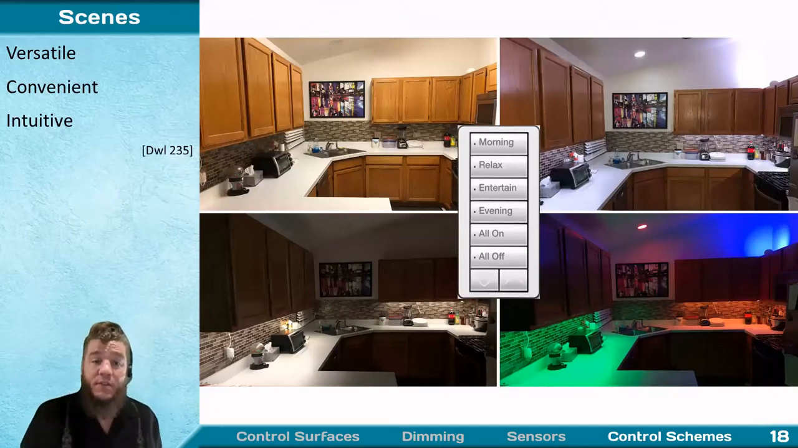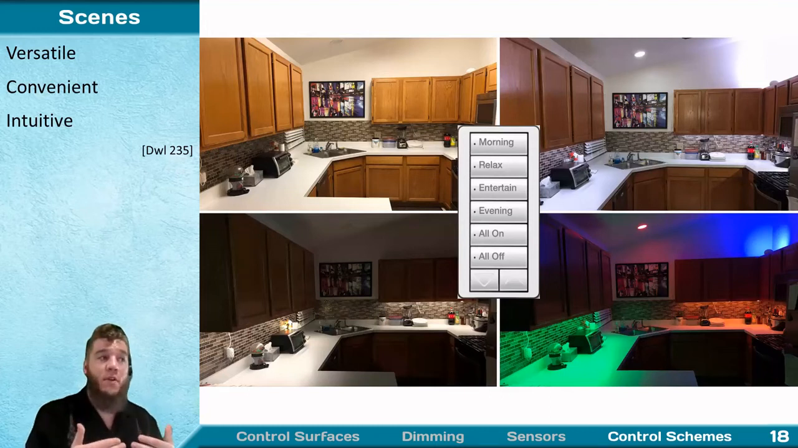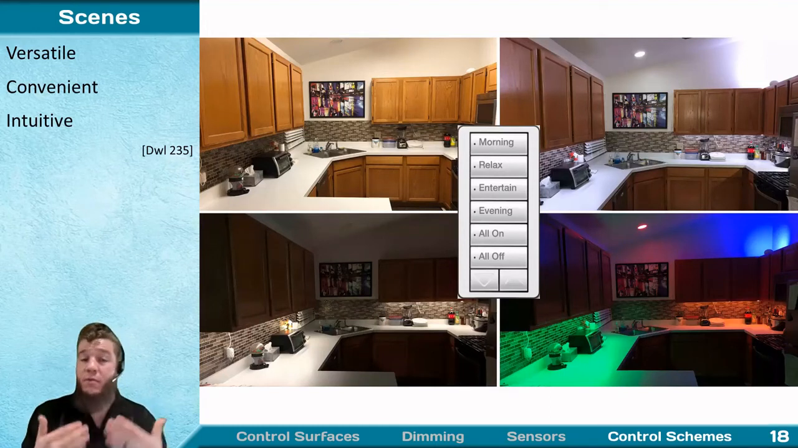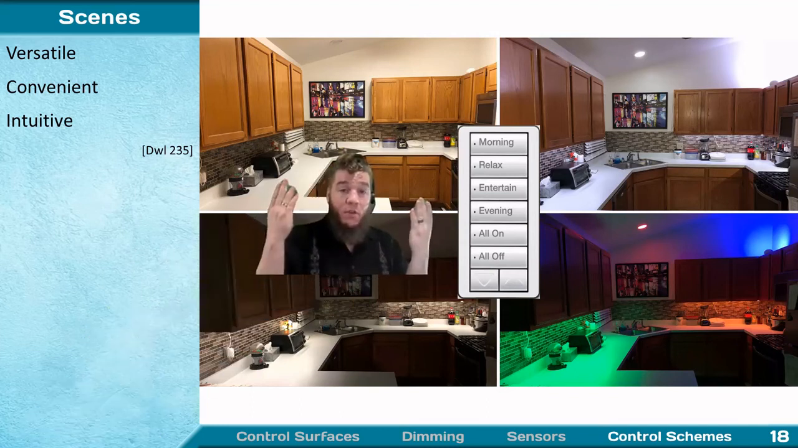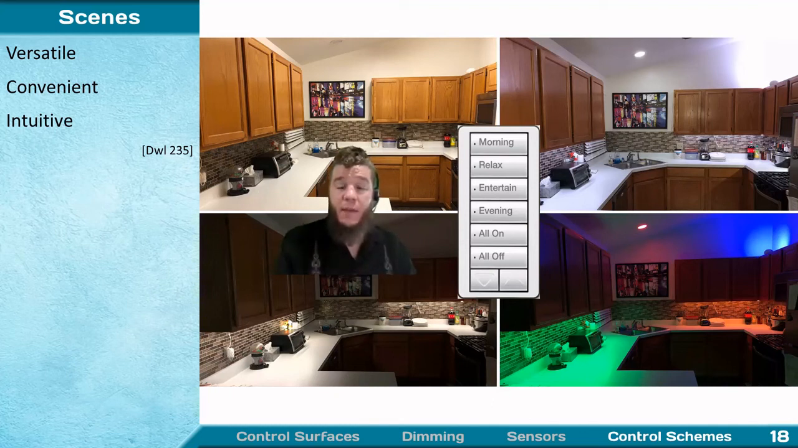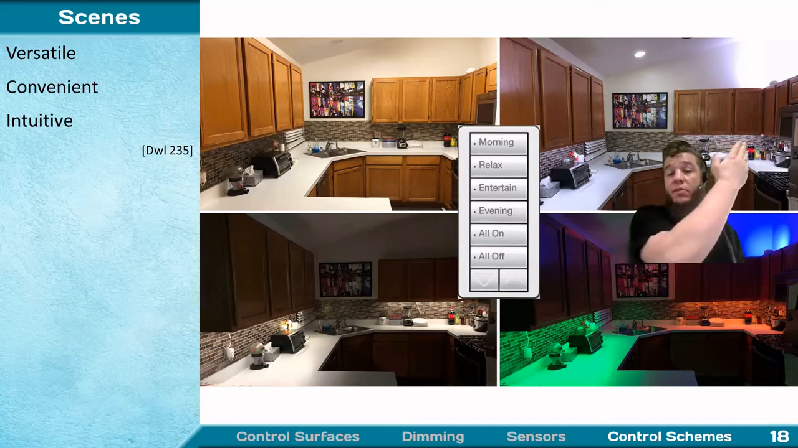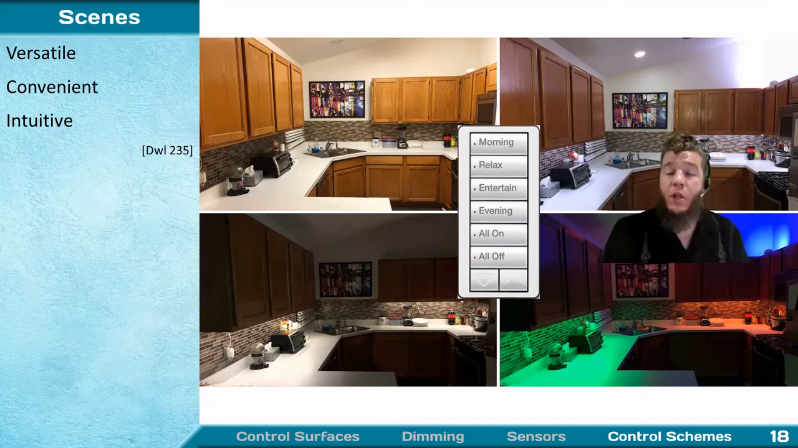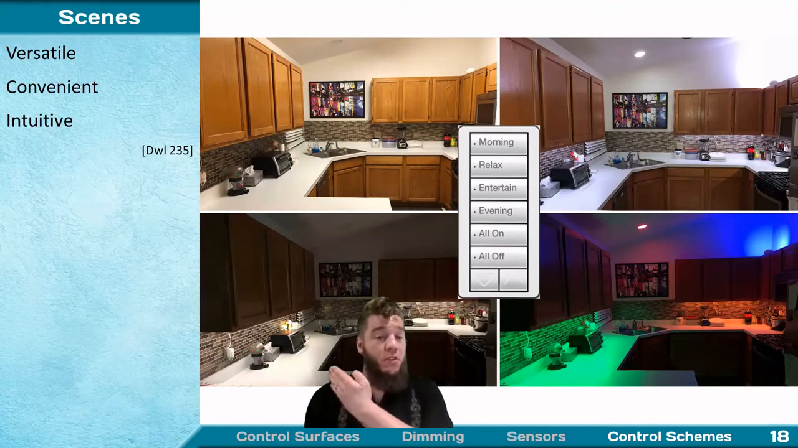Moving on to scenes. Scene controllers are wonderfully diverse. They are extremely versatile because you can quickly serve very distinct visual tasks or very distinct space uses. Here's a great example of a kitchen where you have a nice bright morning scene so you can quickly prepare your breakfast and start your day. You have a daylight scene here, which makes use of the clerestory windows above the cabinets that are just outside of this picture. You have an evening scene so that you can see what you're doing late at night.